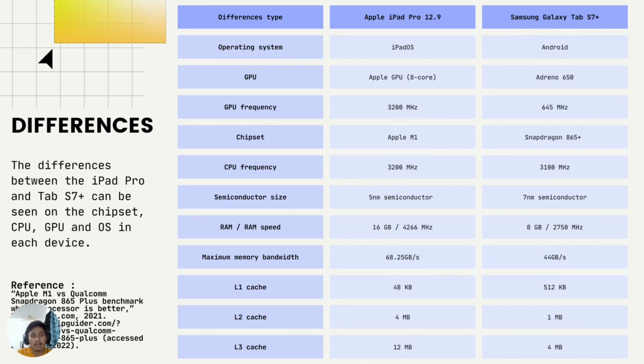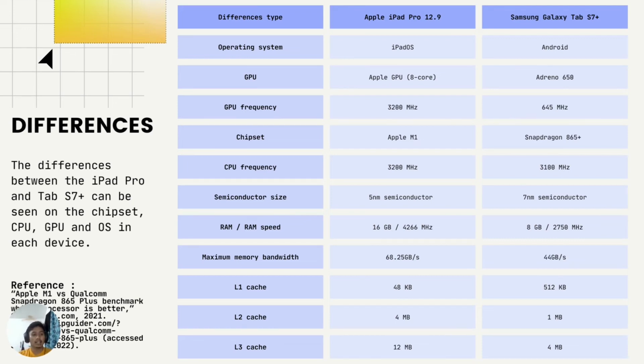Next, the RAM speed for iPad is 4266 MHz, which supports faster memory and quick performance, while for the Tab S7 Plus it is only 2750 MHz, which is less memory performance compared to Apple M1.